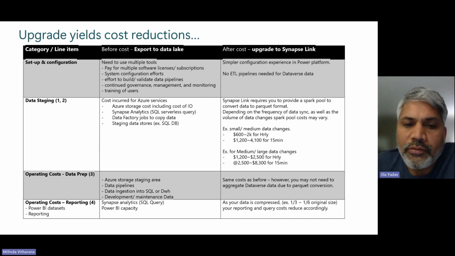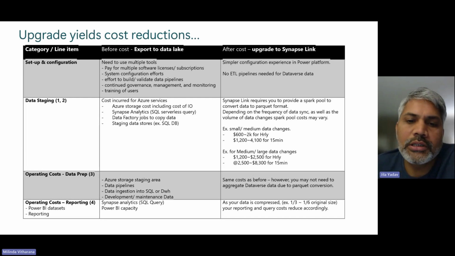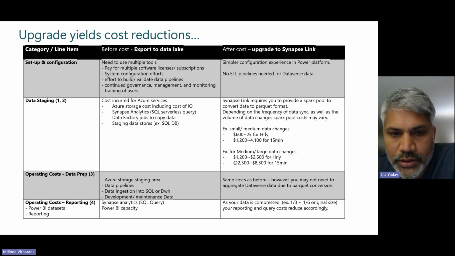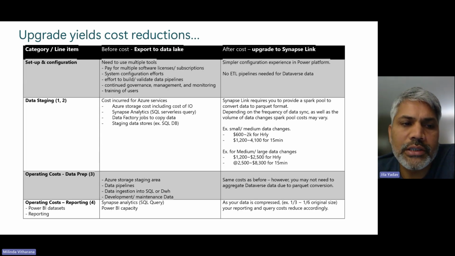And it's not really an upfront cost; it's a pay-as-you-go model in the Azure subscription. It's based on the Spark pool configuration you select and how much time it's running to do the Delta conversion. For medium to large customers, this could be 1,000 to 2,500 if you do hourly conversions, or 2,000 to 8,000 if you're doing a 15-minute conversion. So the key thing here is there is a cost, but you can potentially save on all the other services which you are using to do further transformation or further staging of the data.